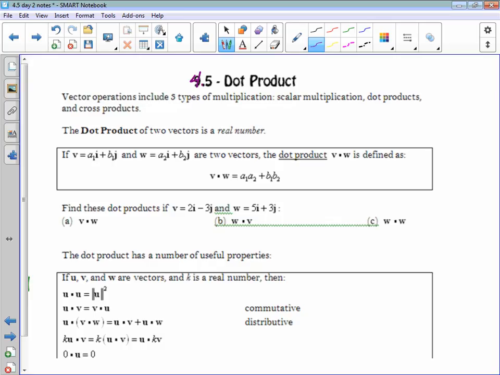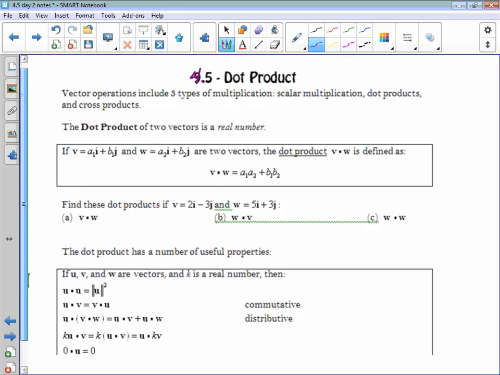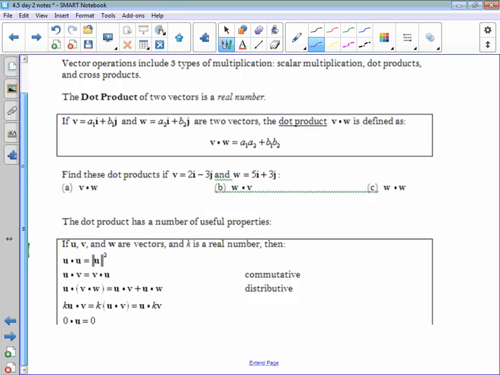All right, guys. So 4.5 day 2, we're going to start with the dot product. The dot product is sort of like multiplying for your vectors. It's very, very easy. Let's look at the examples here.